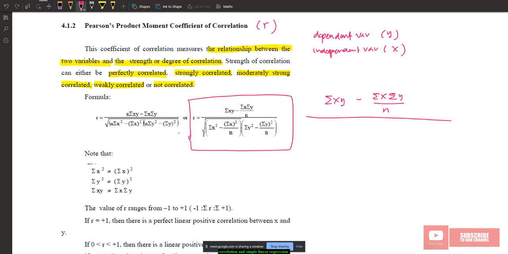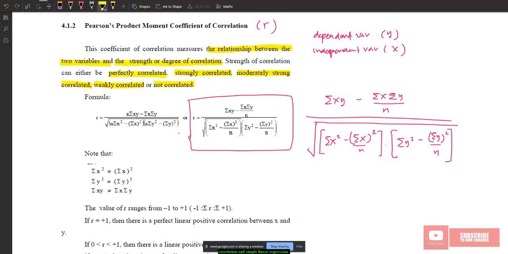Everything divided by the surd, you take the square root, right? The first part is summation of x squared minus summation of x, and then you square it, divided by n, and then multiply with summation of y squared minus summation of y, and then you square it, divided by n. And don't forget the square root. This is the square root for the whole denominator. And you need to remember, in this formula, summation of x squared is not equal to summation of x, then you square, right?